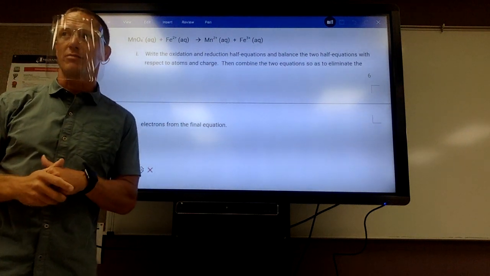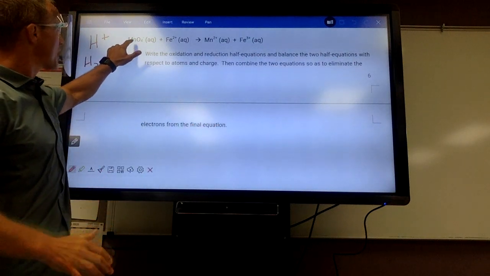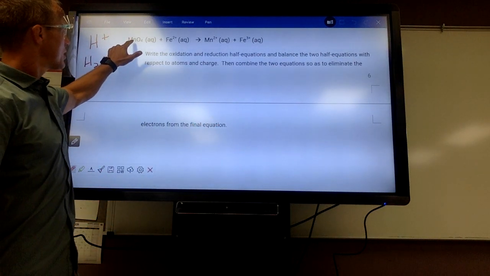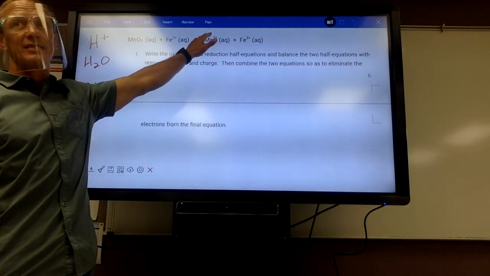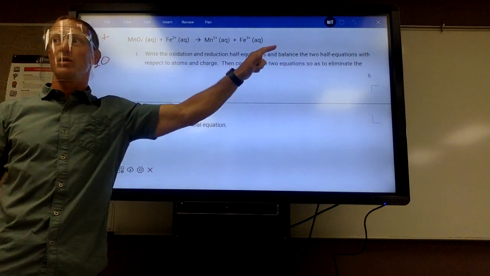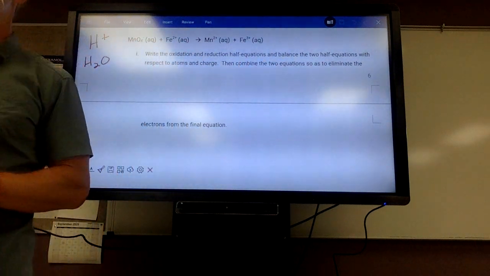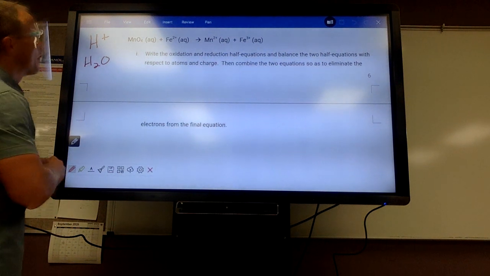Here's why the acidic and basic matters. You used to have to memorize some of this stuff, but this ion changes into this ion in acidic solution. In basic solution, it changes into MnO2. It doesn't get oxidized or reduced the same way. Not that you need to memorize that, but things change a little bit in that regard.